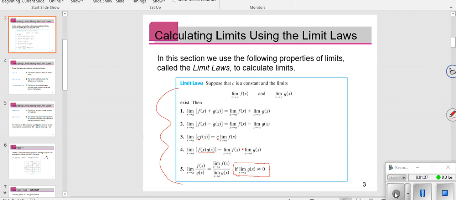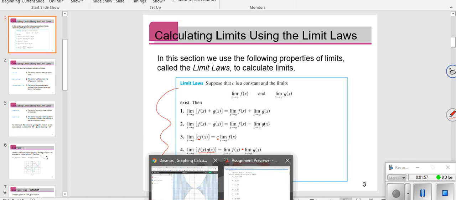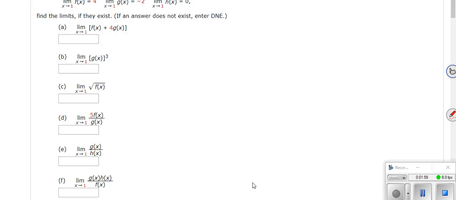So now, instead of going through every slide on the PowerPoint, after I looked through them, I really thought that after we talk about the limit laws for a minute, and there's also a squeeze theorem that I'll come back to in a minute, going over the homework problems in WebAssign would probably be our best bet. So here we go to our homework problems.